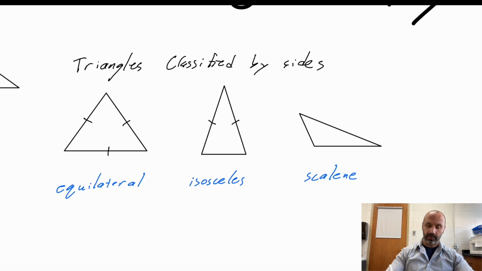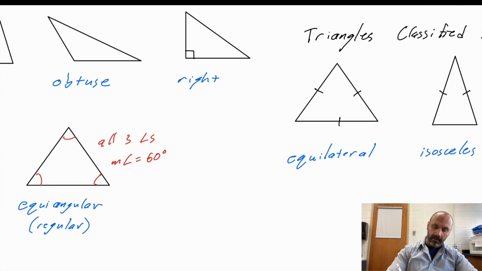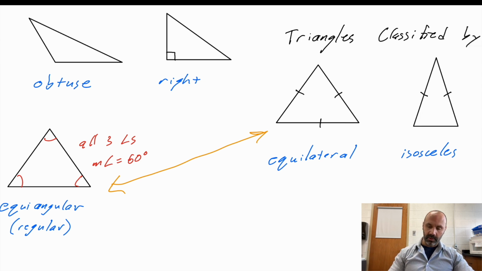If all the sides are congruent to each other, then we have an equilateral triangle. Lateral meaning side, equal side triangle. By the way, the equilateral and the equiangular triangle are the same, right? If it's equiangular, it's equilateral. If it's equilateral, it's equiangular. We call this a regular triangle. You'll see that in some contexts. Regular meaning equiangular, equilateral. That applies to triangles, and then it applies to other figures as well.